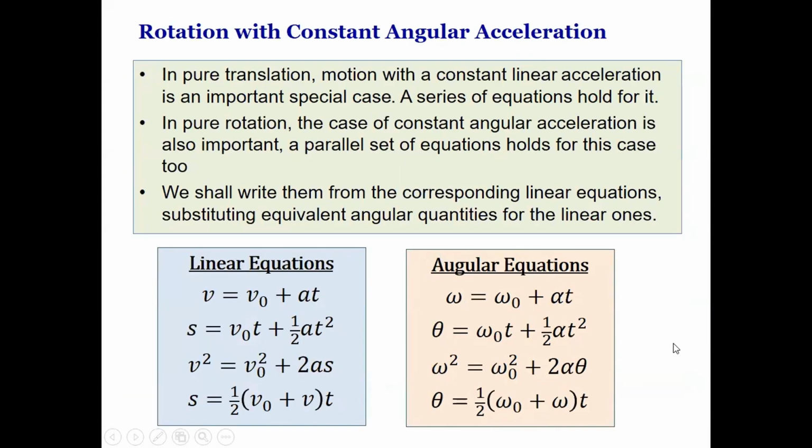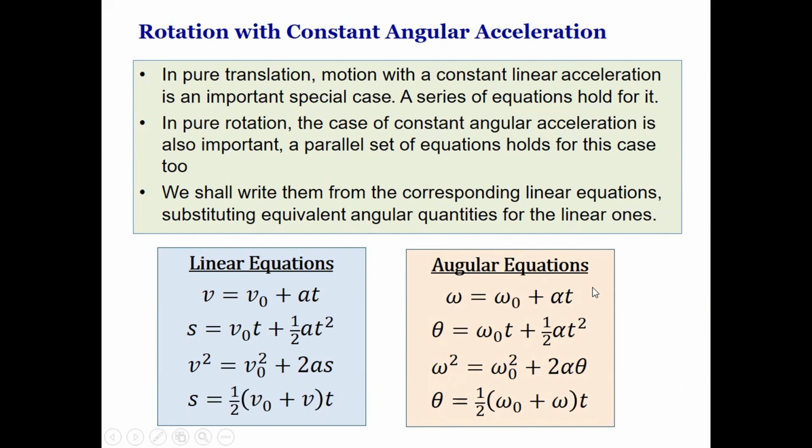So if I consider the rotation with constant acceleration, I come to know that the translational motion with constant linear acceleration has shown me the series of equations. Those equations were termed kinematic equations. Now, the linear equations are v0 plus at equal to v, s is equal to v0 times t plus half at squared, v squared is equal to v0 squared plus 2as, and the displacement s equal to one over 2 times (v0 plus v) times t.